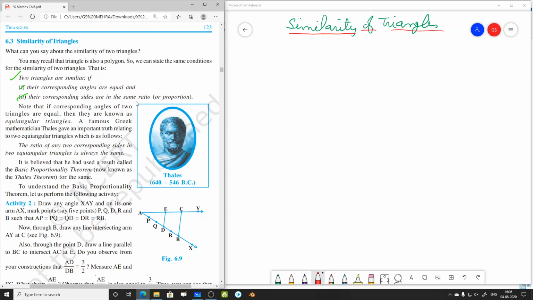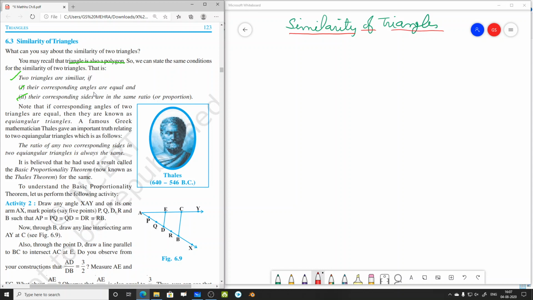In fact, what is a triangle? A triangle is the polygon with the least number of sides. So a triangle is also a polygon. Already we have learned these conditions for polygons, and a triangle is a special kind of polygon. So again, we will repeat how we can check whether two triangles are similar or not.